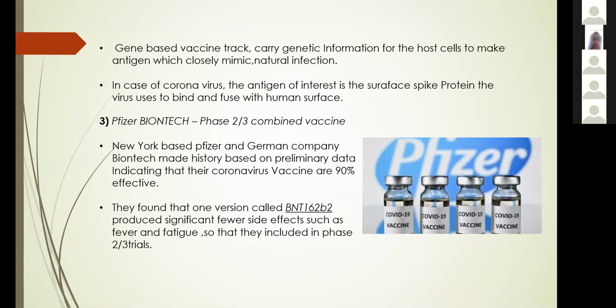New York-based Pfizer and German company BioNTech made history based on preliminary data indicating that their coronavirus vaccine is 90% effective. They found that one version called BNT162b2 produced significantly fewer side effects such as fever and fatigue, so they included it in phase 2 and 3 trials.